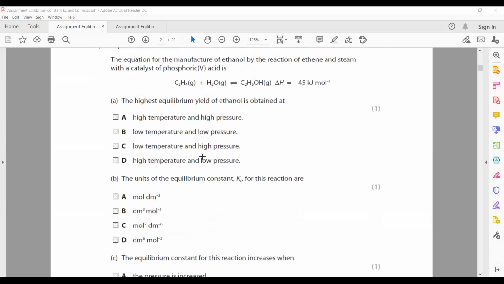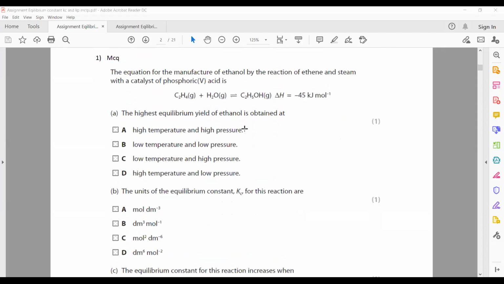Now, what are the units for Kc? To write the unit for Kc, first you have to write an expression for Kc for this reaction, which is product divided by reactant. So the product is C2H5OH, divided by the reactants, C2H4 in square brackets and H2O, water.